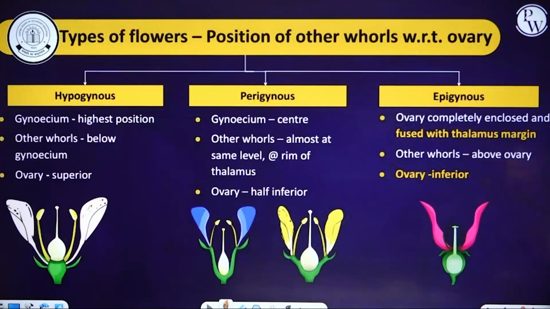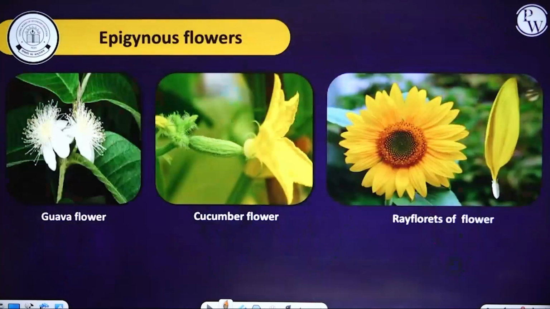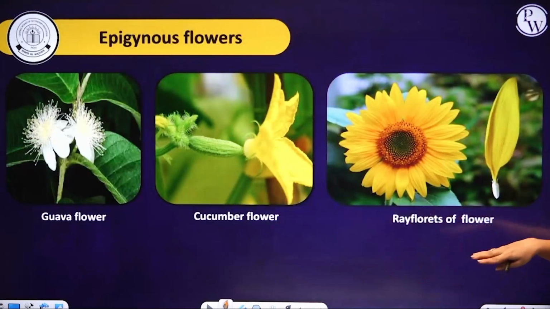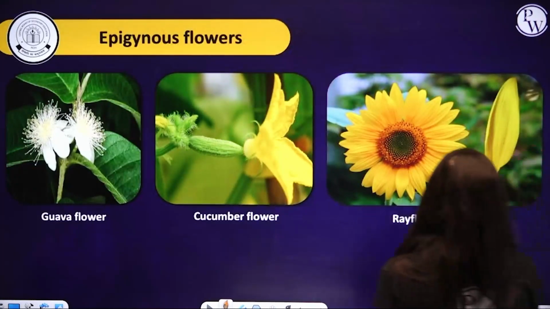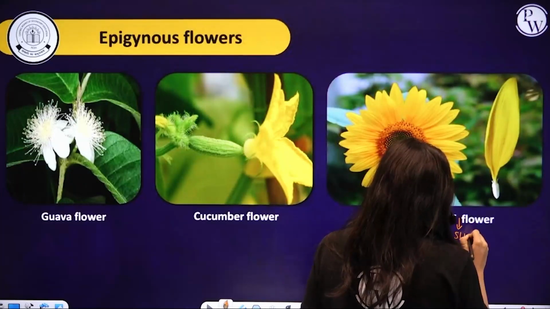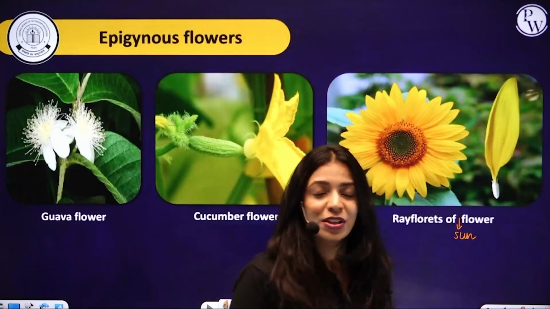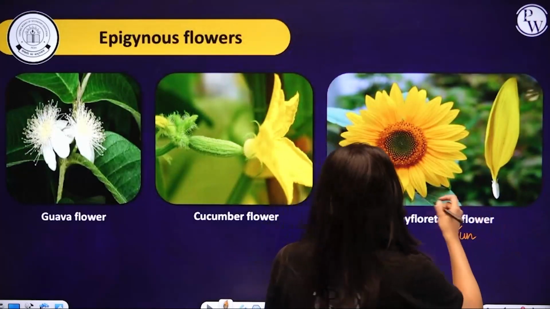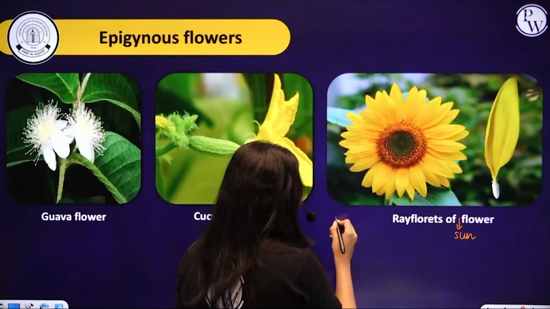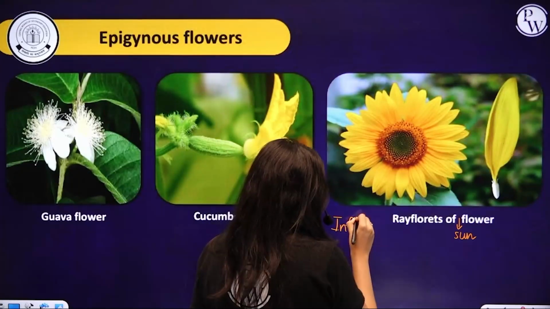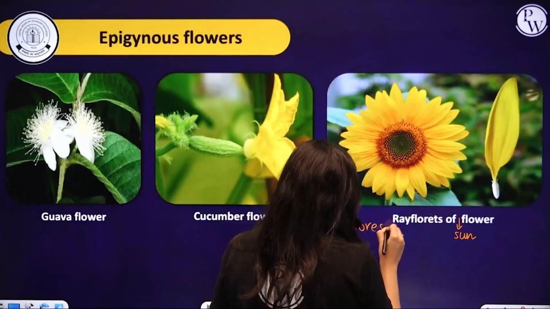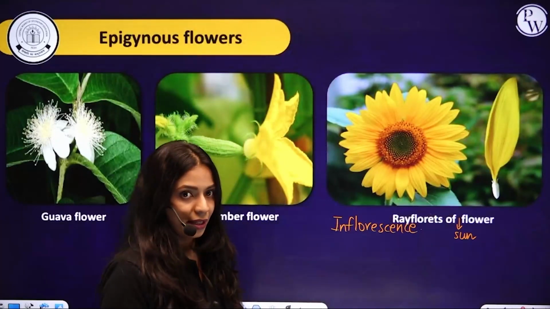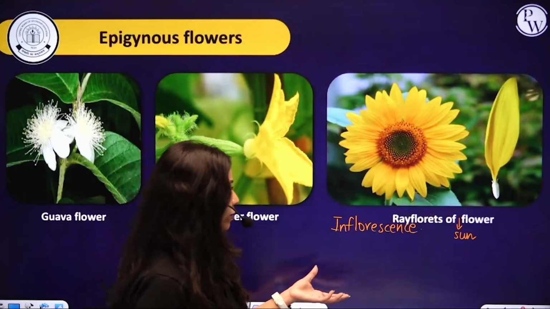Let's look at the examples. Guava flower, cucumber flower, ray florets of sunflower. All of these are examples for epigynous flowers. If you don't know what ray floret is, actually sunflower is not a flower, it is an inflorescence. It is a type of inflorescence called head inflorescence.